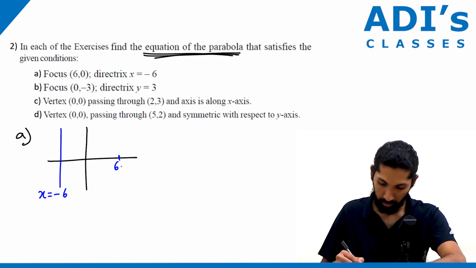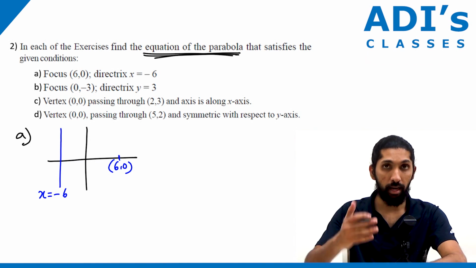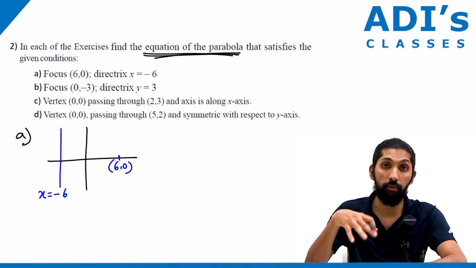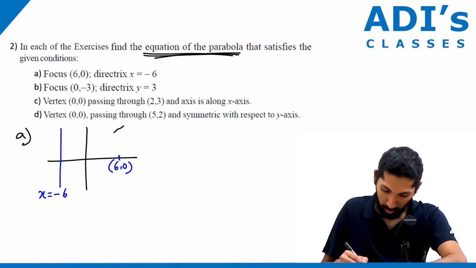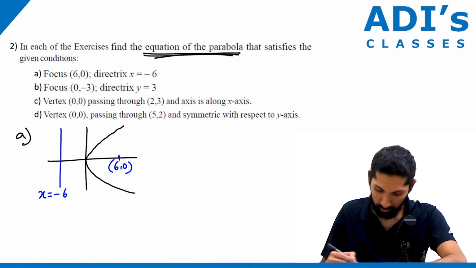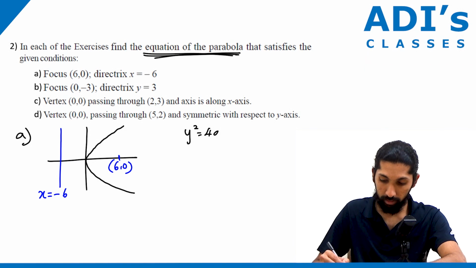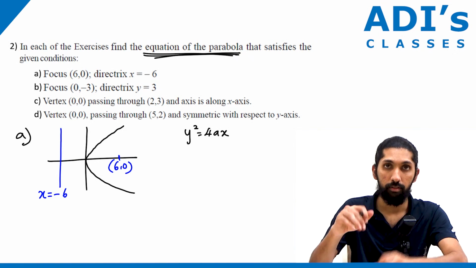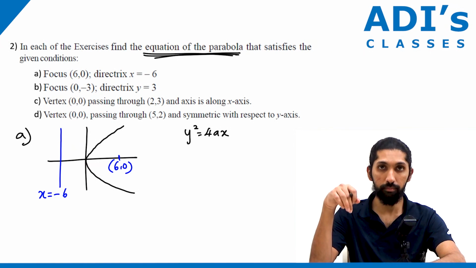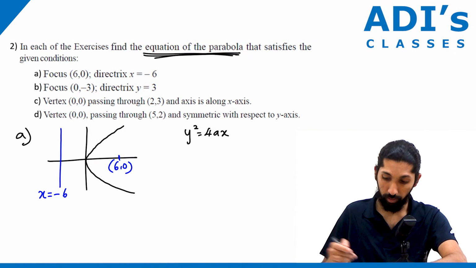This is 6, 0. Now, the graph of the parabola is opposite to the directrix and in the direction of the focus, or where the focus is present, isn't it? That means the graph should look something like this. And this is of the form y square is equal to 4ax. That means the x-axis itself is the axis of the parabola, because the focus is on the x-axis, right? So y square is equal to 4ax.